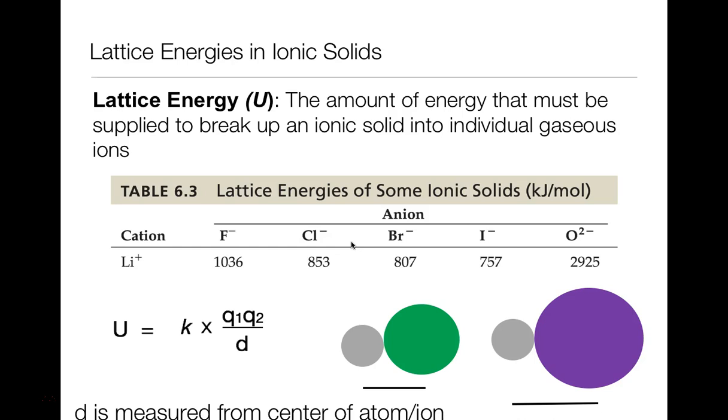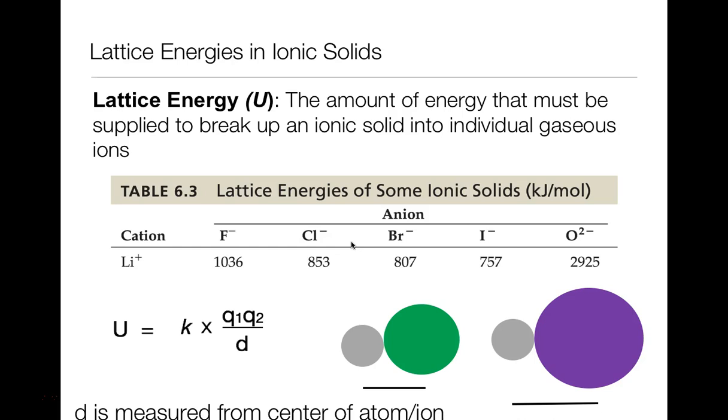So iodine is larger than bromine, which is larger than chlorine, which is larger than fluorine. All four anions have the same charge, so F-, Cl-, Br-, and I-. The thing that changes is the distance between the lithium cation and the halogen anion. And we can see as we go from left to right, that ionic radius is increasing.